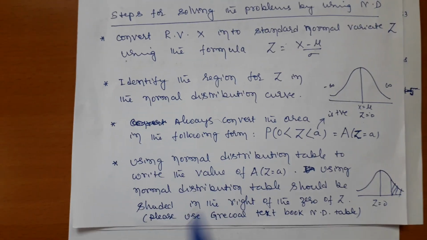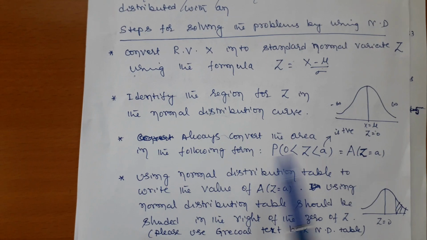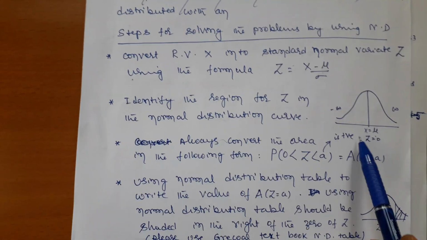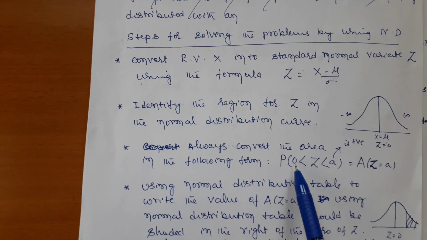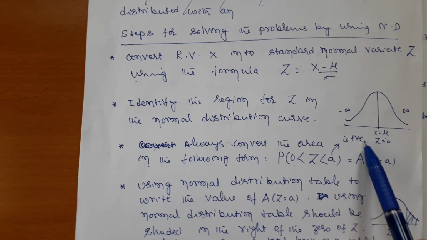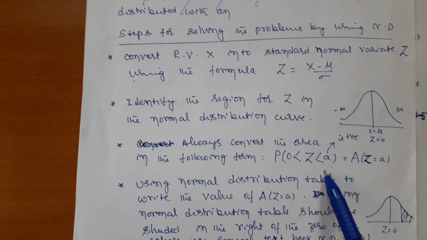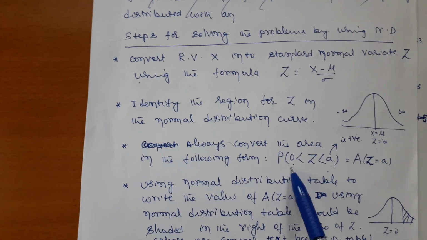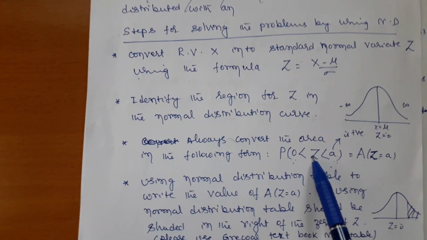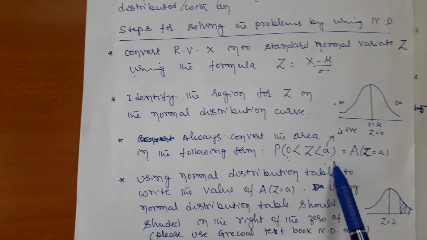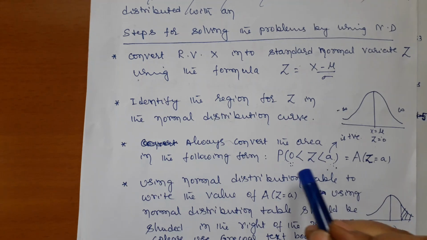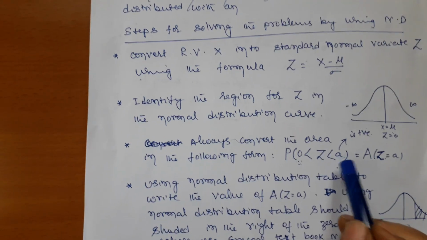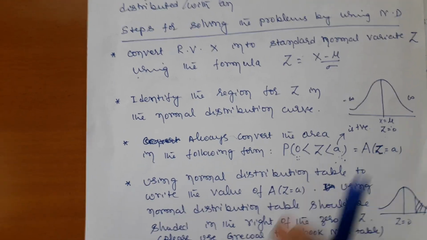The third point is always convert the area in the following form. Once you identify the region, you convert the area always in the form of probability of z greater than 0 and less than some positive value. Here I have taken the positive value as a. Then the minimum value of z is 0, and the maximum value of z is a. Therefore, this is equal to the area of z equal to this maximum value, which is a.